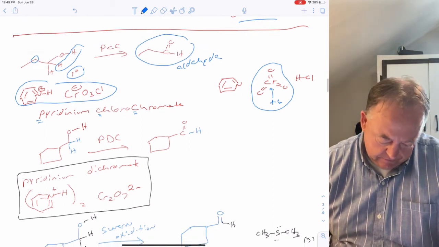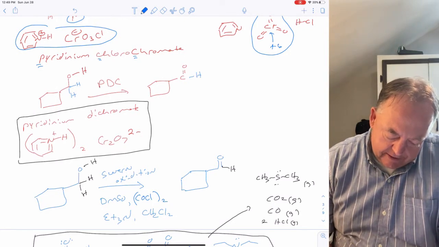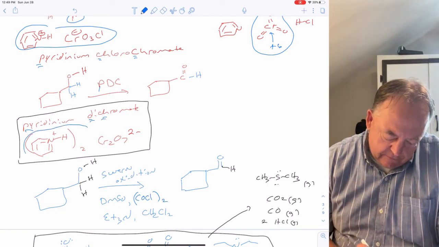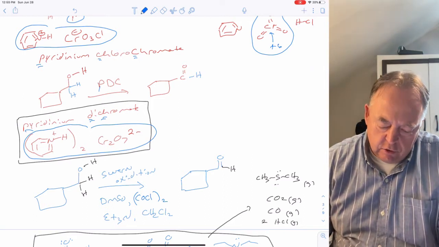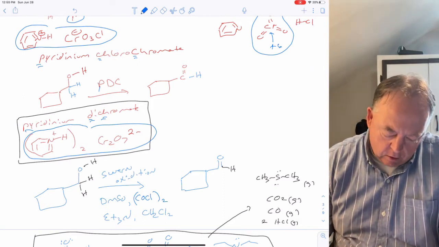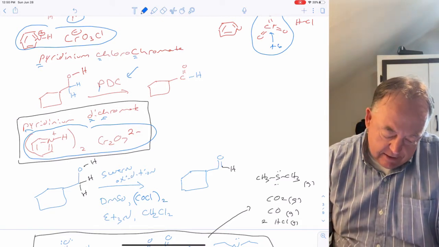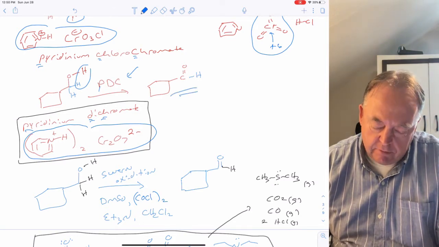Another reagent that'll do that is called PDC, which stands for pyridinium dichromate. This is the reagent itself. You should know the reagent and you should know the name, because you may see either written on the arrow in a reaction. A primary alcohol with PDC, same thing, just remove hydrogen and hydrogen from the CO bond and you make an aldehyde.